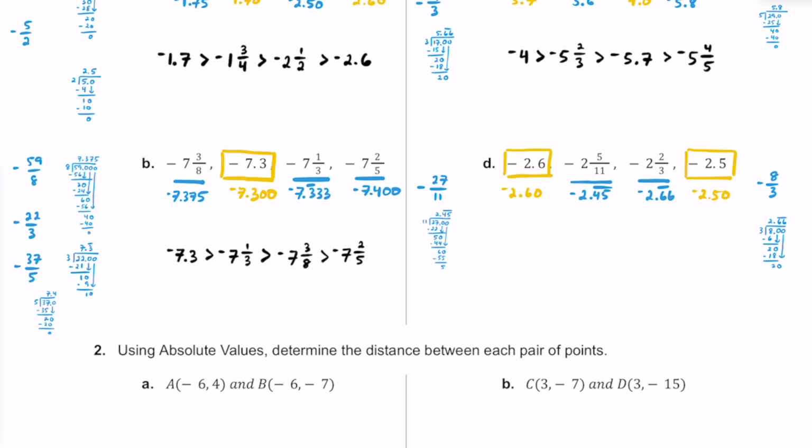Okay, so we can kind of compare here. So out of all these, which one is the greatest? Well, they're all negative. So we're going to find the one with the smallest absolute value here. So I think it's going to be negative 2 5/11. All right, that's going to be the biggest one here. And then we have that's greater than negative 2.5. That's the next greatest one. Then we have negative 2.6. Okay, that's going to be the next greatest one. And then the smallest one here is going to be this negative 2 2/3. That's going to be the smallest out of all of these.